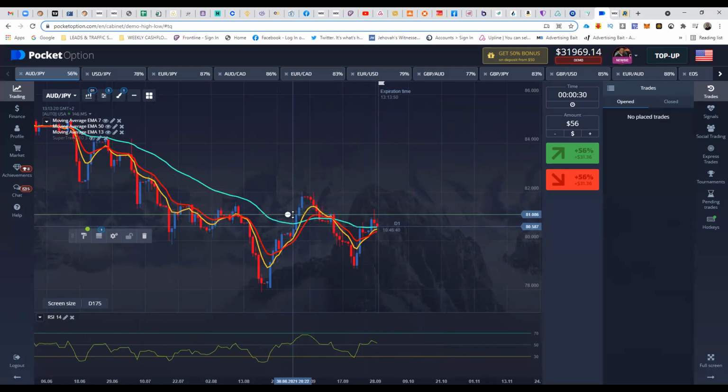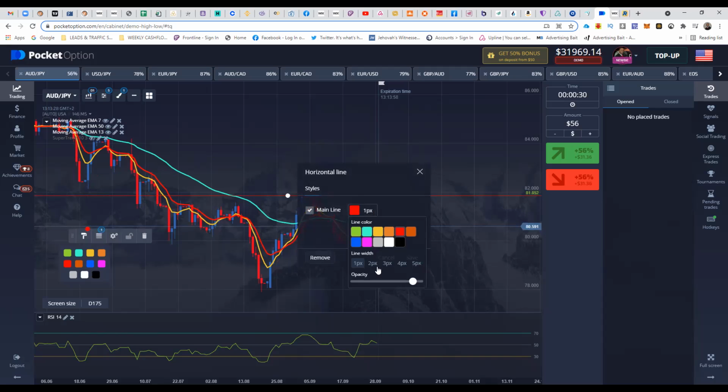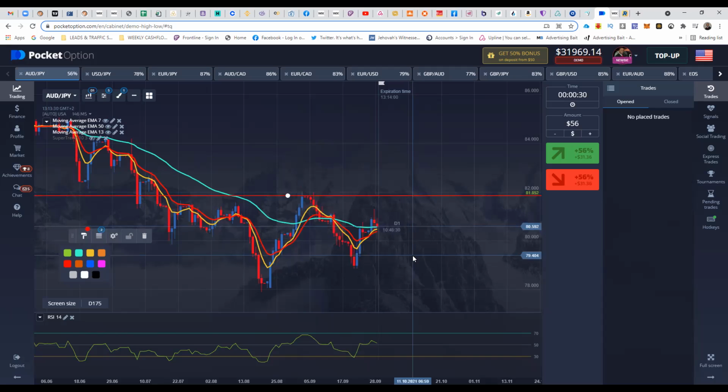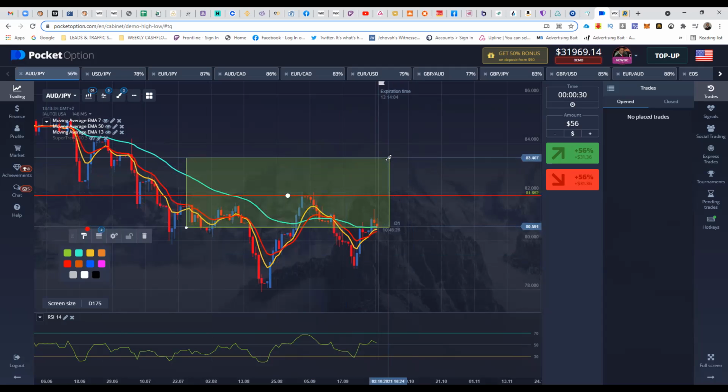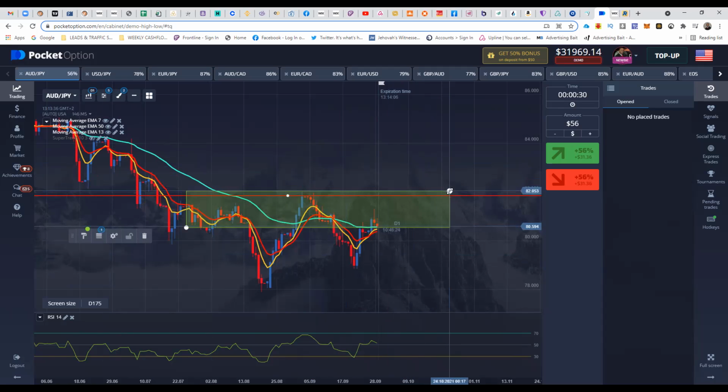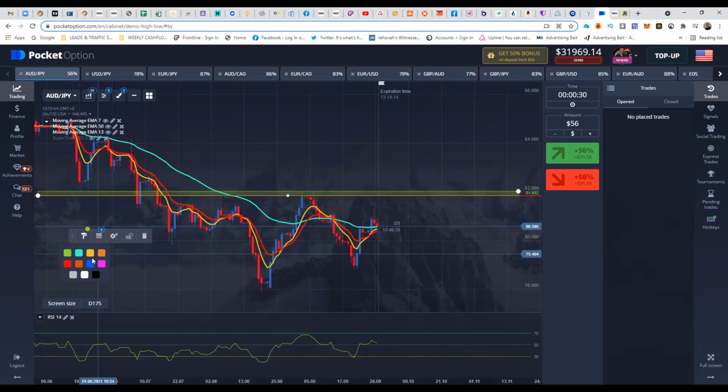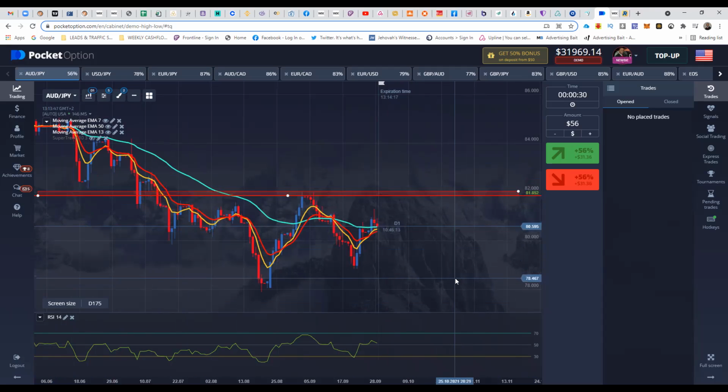And I'm going to do it on the most recent high. So this is the most recent high here. I'm going to change the thickness of this. And then this is where I'm going to draw my supply zone, okay? We're going to make this red.